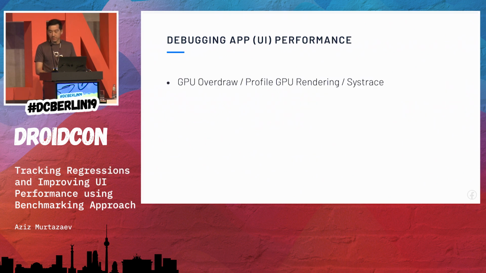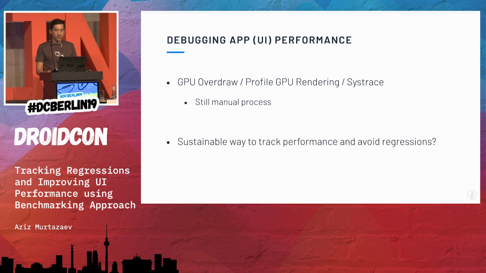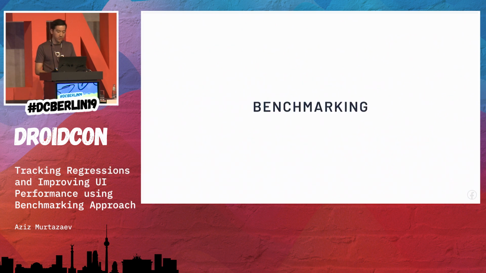However, this is still a manual process. Even though you fix it, when you have a lot of developers, you'll go back to square one, and it gets worse again, and you fix it again, and it gets worse again. So is there any sustainable and automatic way to track performance and avoid regressions? We'll be talking about benchmarks.